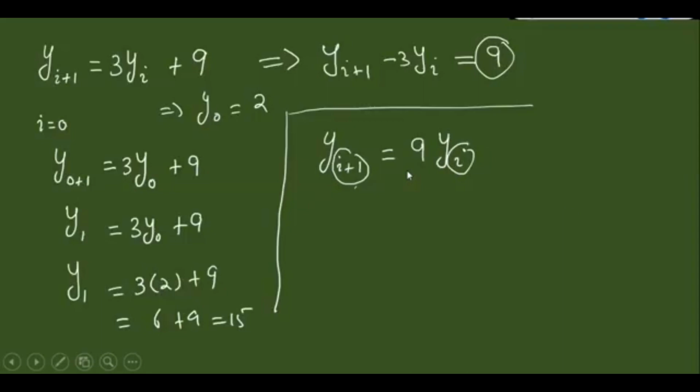Is it homogeneous or not? Yes, because if I move all these terms to one side, there is nothing left over. So we can say that the right hand side is equal to 0. So this is homogeneous as well. And obviously y_i and y_{i+1} are discrete variables, so they are considered as a difference equation.